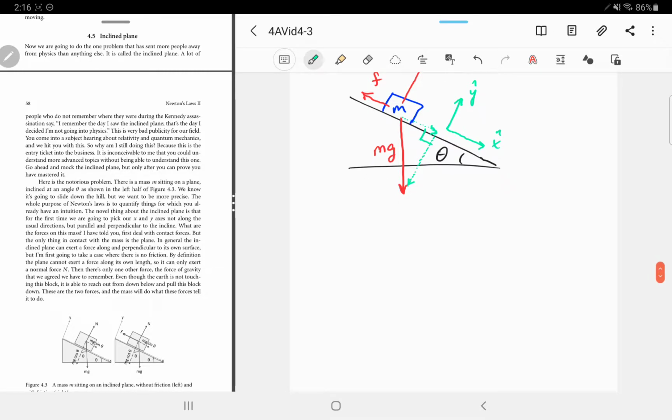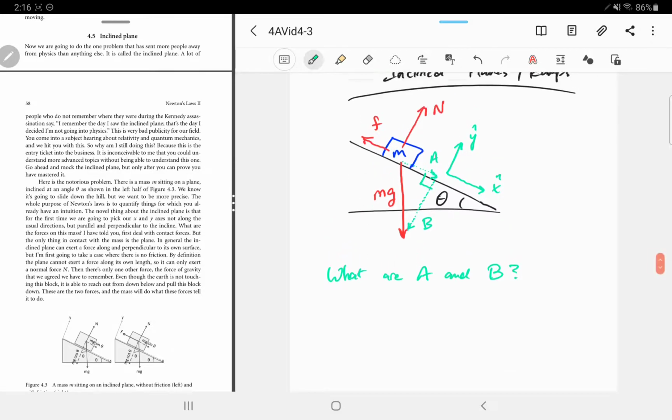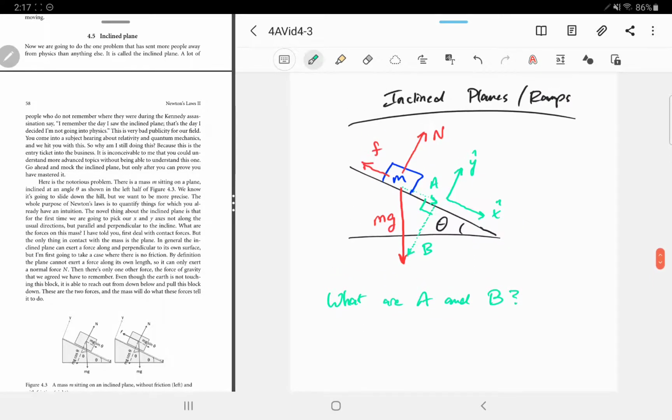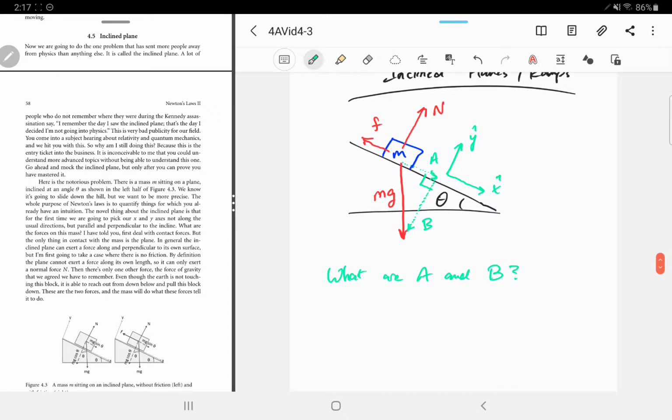Okay, so we need to figure out how big these two components are. Right now I'll just call them A and B. The question we're going to answer here is: what are the magnitudes of A and B? You'll get pretty quick at this and be able to figure out what A and B are automatically. But in the meantime, you have to be good at drawing careful diagrams.